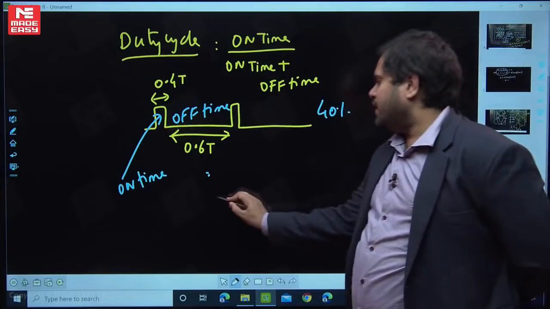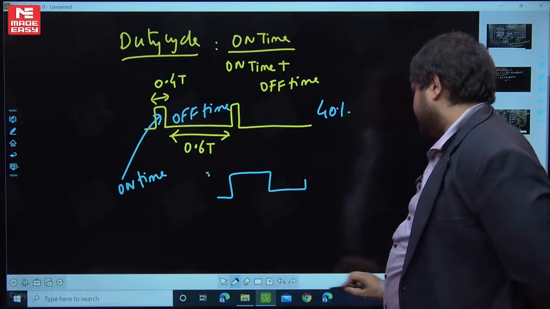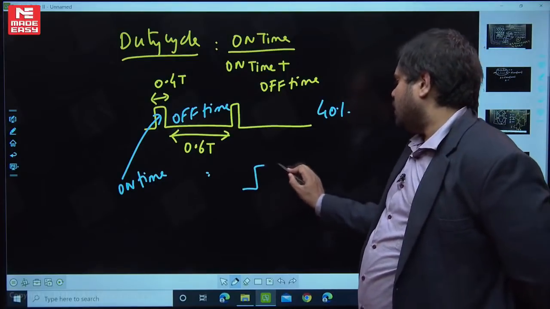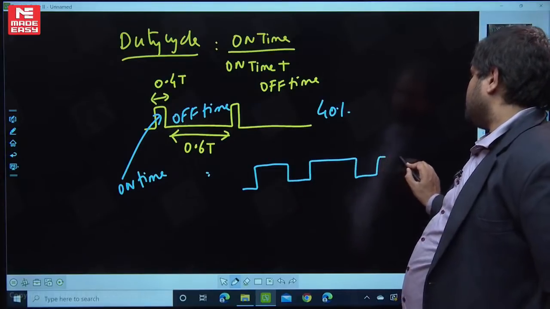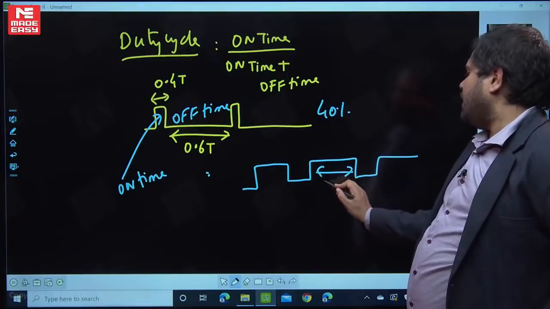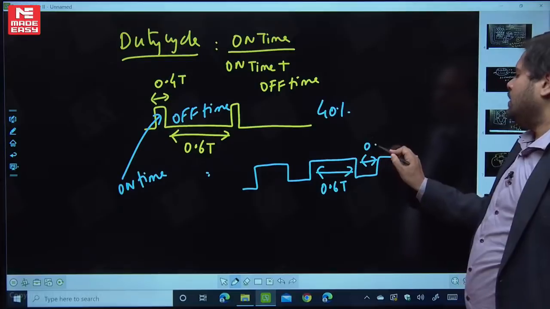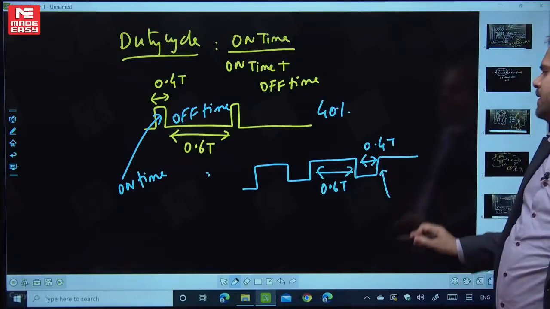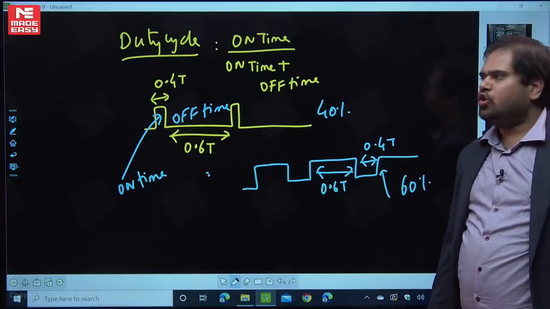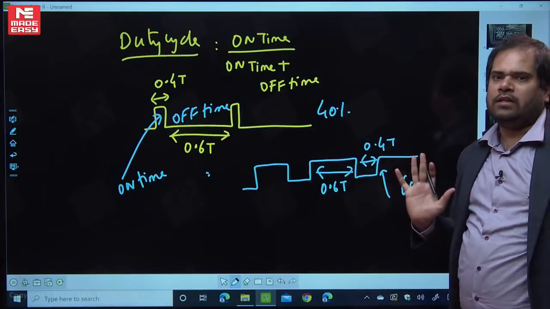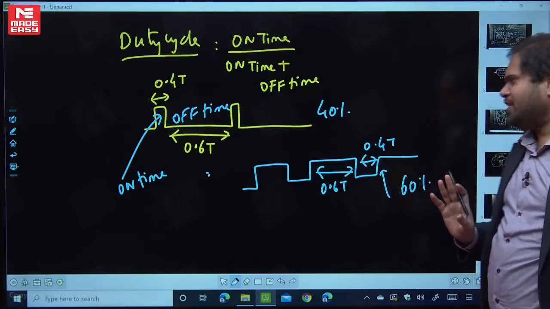Similarly, if I just draw a waveform like this, we can say on time is 0.6 t, this is 0.4 t. So this waveform has a 60% duty cycle. So this is the story. Duty cycle means on time divided by total time. So that means a clock has a variable duty cycle. Just imagine a clock has a variable duty cycle.